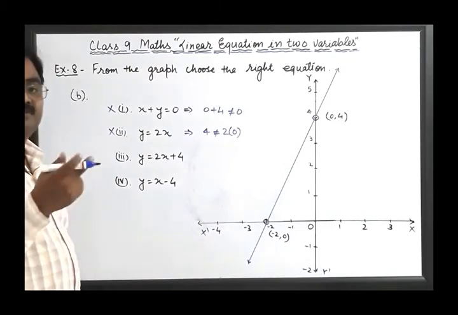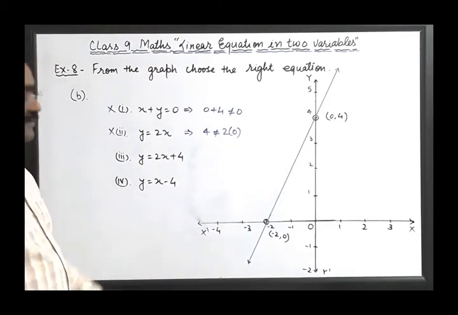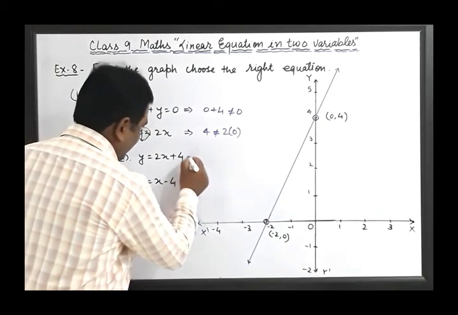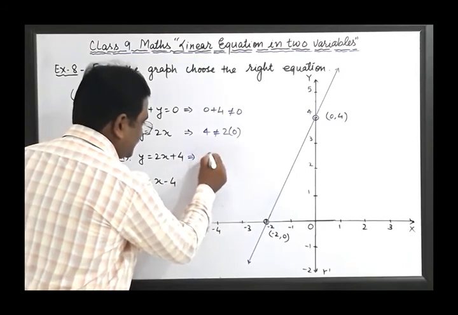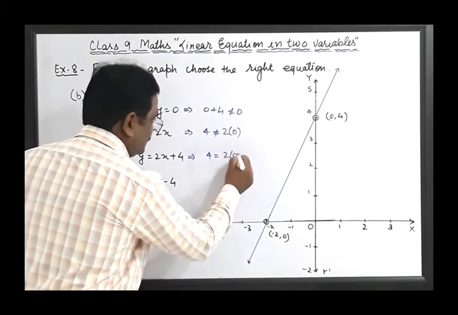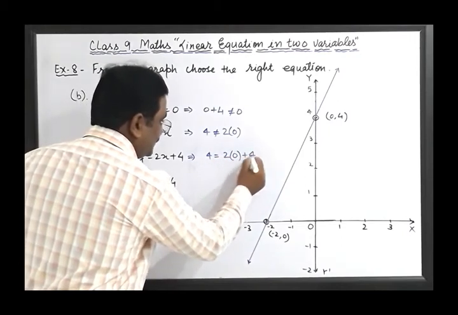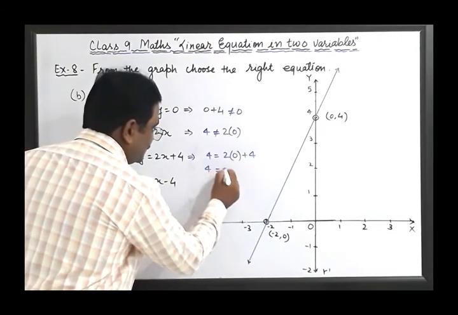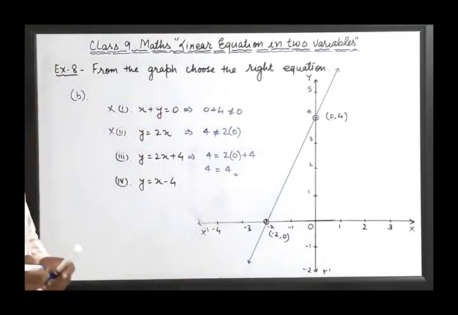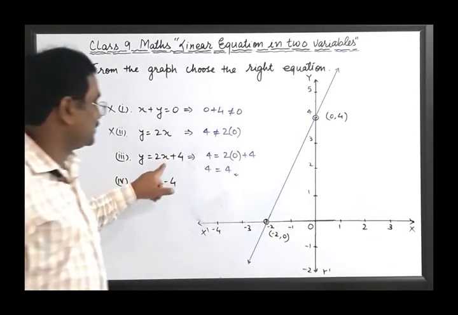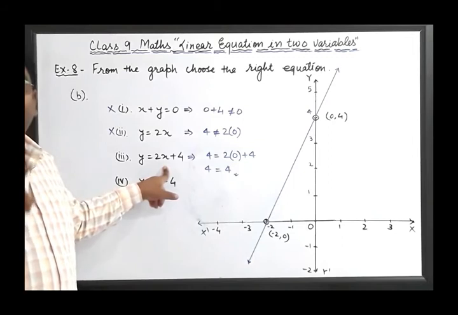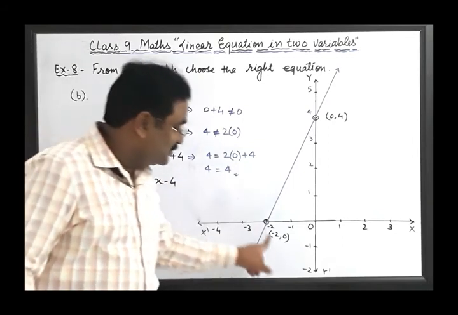Understood? Now let us check the third equation, which is y is equals to 2x plus 4. The value of y is 4 equals to 2 of x, x is 0, plus 4. So 4 is equals to 0 plus 4. It is equal. So it means this point is the solution of this equation. But this is not sufficient, because this line satisfies this solution also.